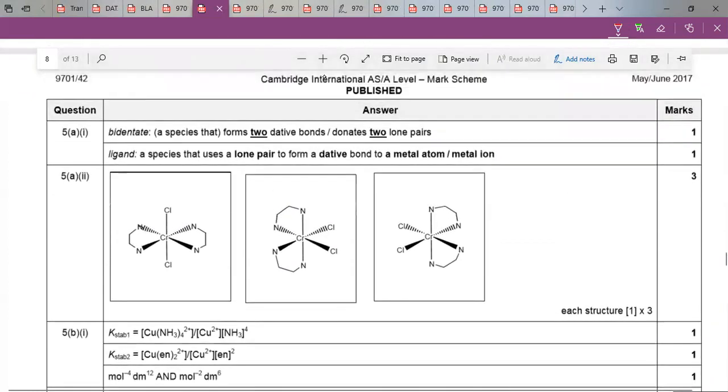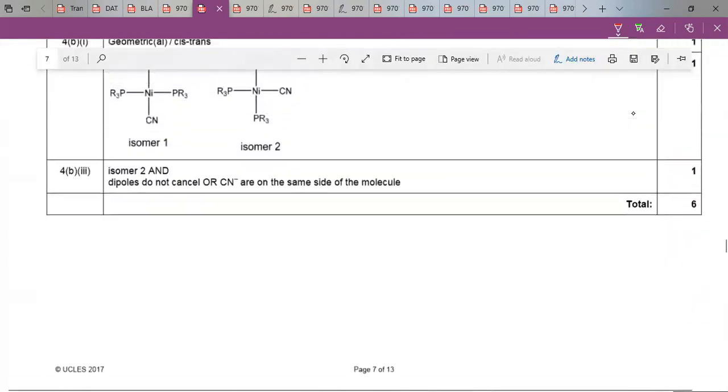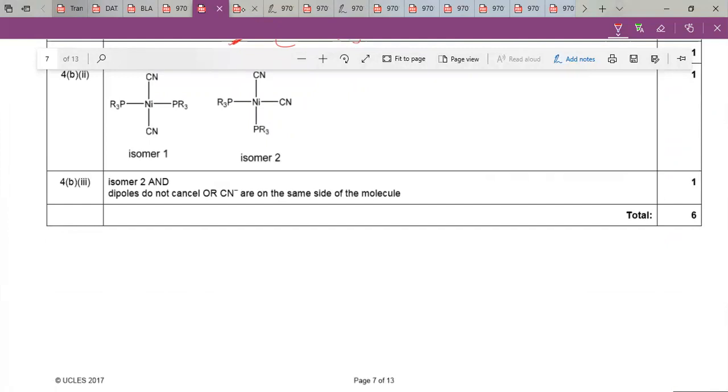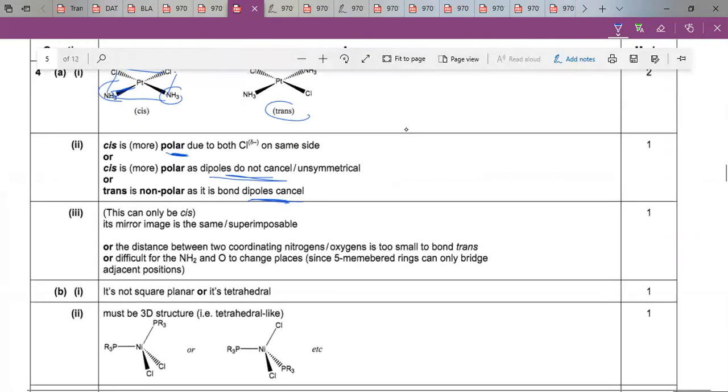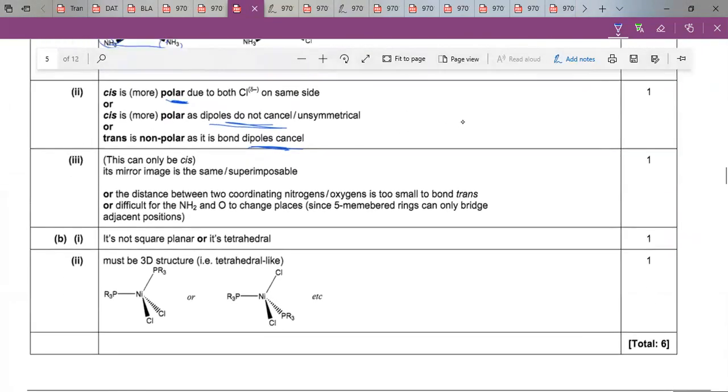Okay, see the one here. Top here, sorry. Not this one. Now, see, this can only be cis. Because here this can only be cis. Its mirror image is the same. Now this one you talk about later when you talk about optical isomerism.